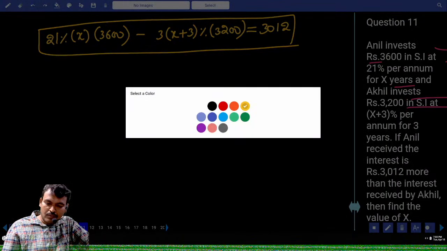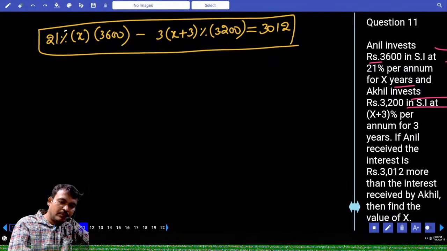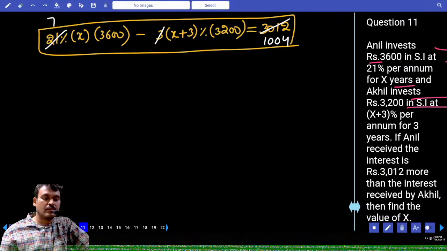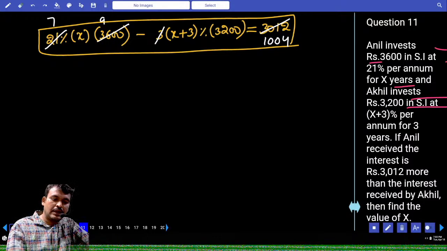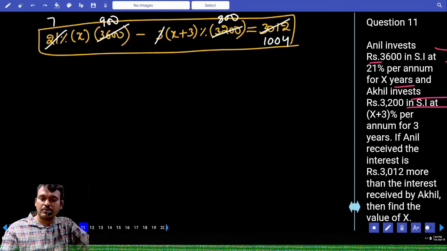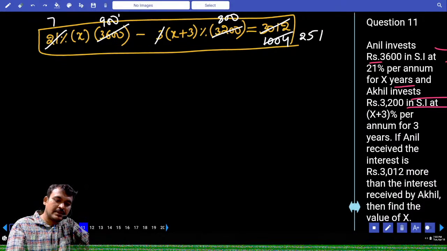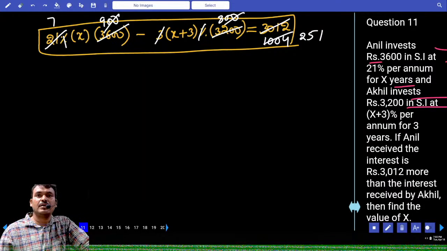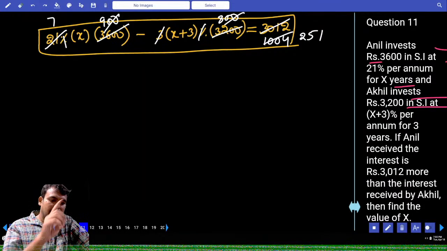First, both sides 3 how many times? 7. 3 ones are 3. How many times? 1004. Again both sides 4 multiples, 4 how many times? 900. 4 how many times? 800. 4 how many times? 251. Next, left hand side percentage 2 zeros cancel. What is the remaining value in left hand side? 7 into x into 9, how much?